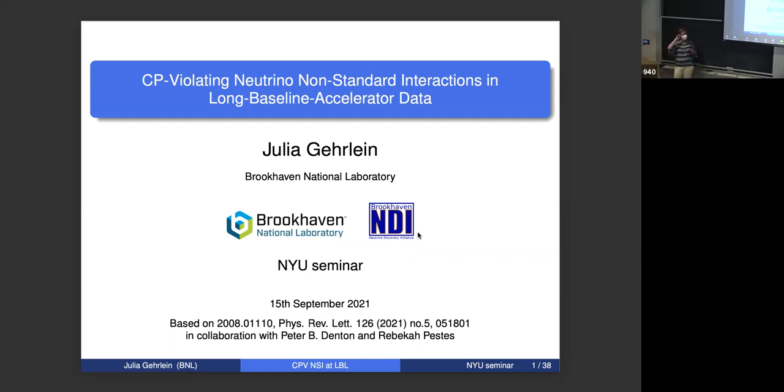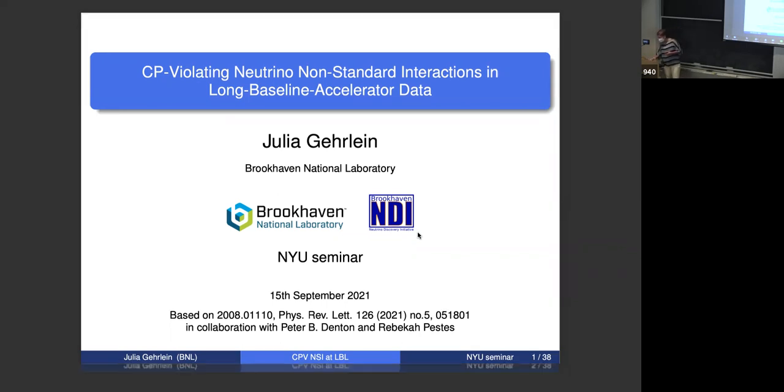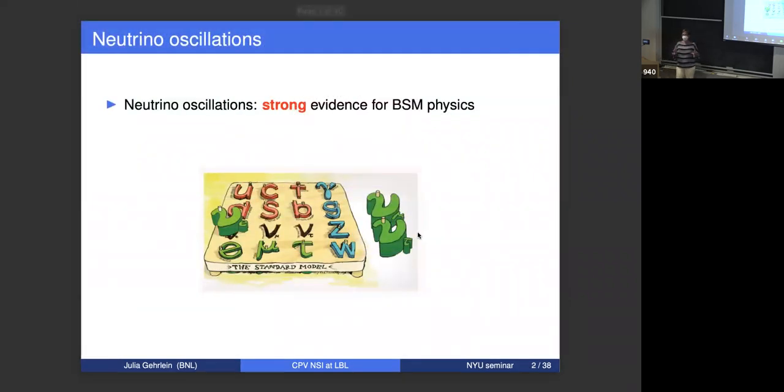Today I'm going to talk about CP-violating neutrino non-standard interactions in long-baseline accelerator data. This is work I did last year together with Peter Dent and Rebecca Festus. The observation of neutrino oscillations provides very strong evidence for physics beyond the standard one. In fact, the observation of massive neutrinos is one of the few hints we have for new physics.